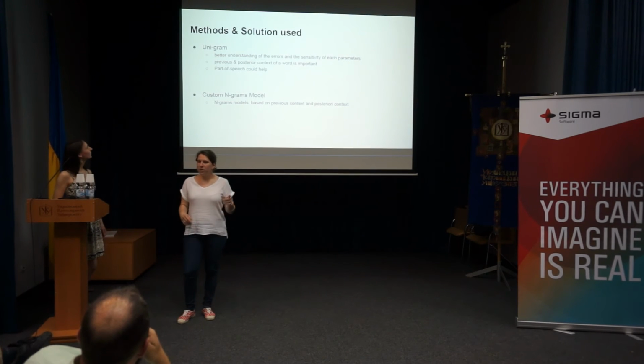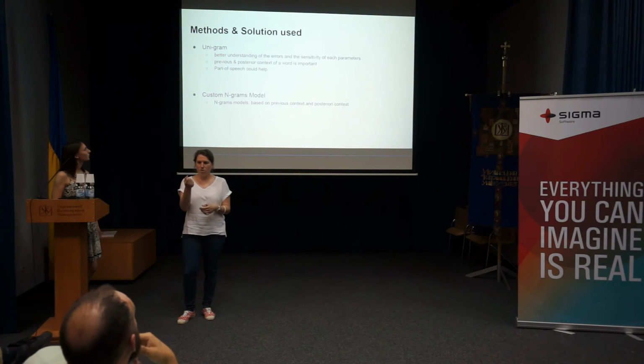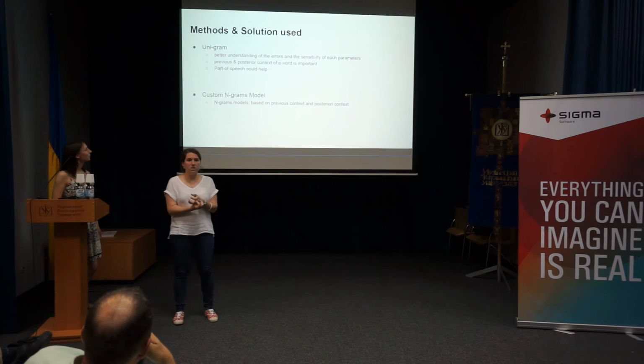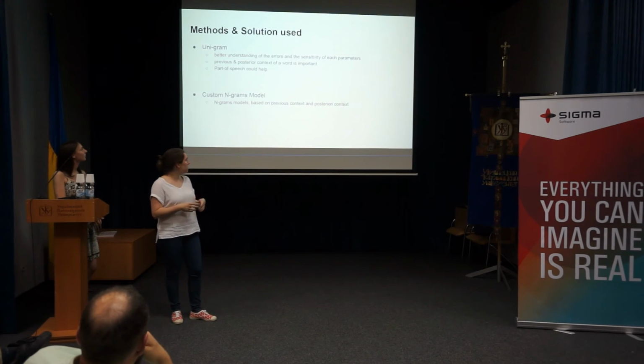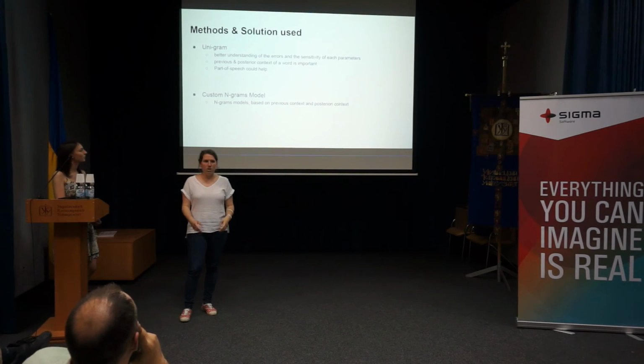So first, we have this better understanding. Second, we realized that two things were important: not only the words before the word you wanted to evaluate, but also the word after the one you are evaluating. So this was the first finding. The second is that, of course, part of speech we thought would be really helpful in improving our algorithm. Our solution, in the end, was this custom n-gram model, based on a previous context and also a posterior context.